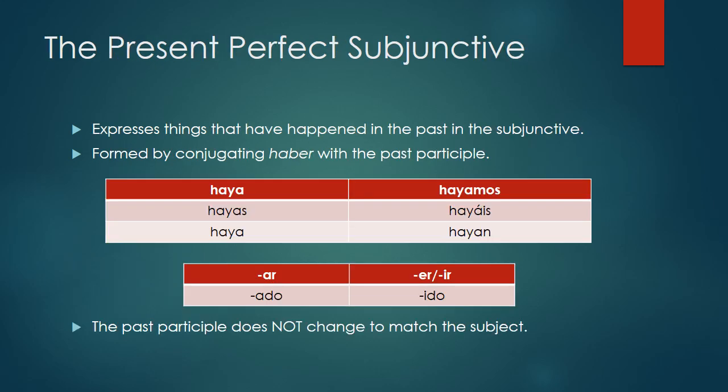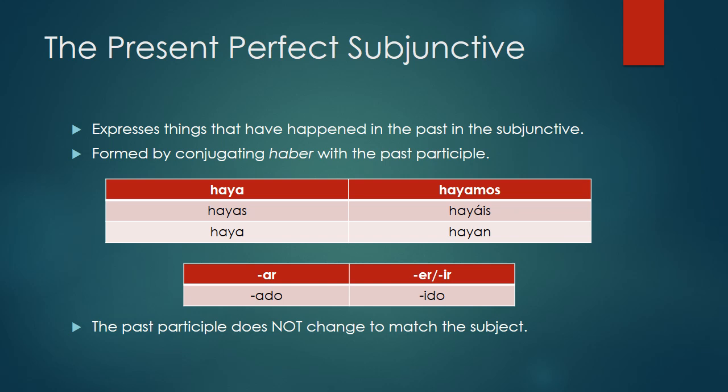The present perfect subjunctive expresses things that have happened in the past in the subjunctive. To make the present perfect subjunctive, you conjugate haber in the subjunctive, and then also you add the past participle of whatever verb you want to conjugate. Haber in the subjunctive goes like this: haya, hayas, haya, hayamos, hayáis, hayan.